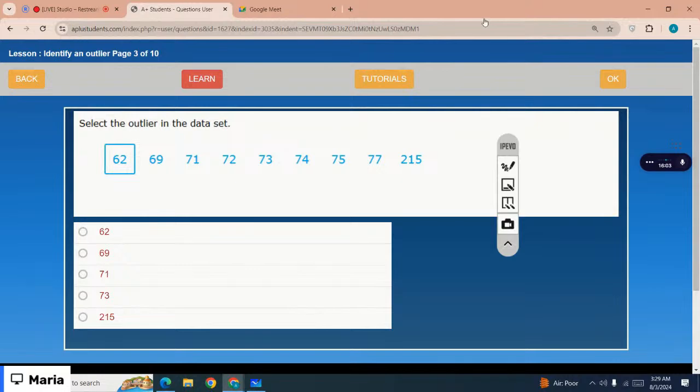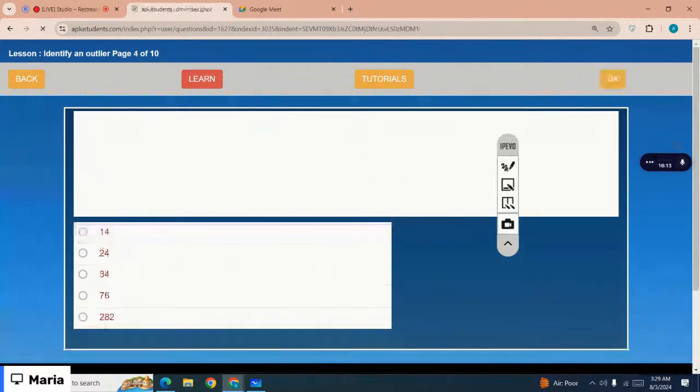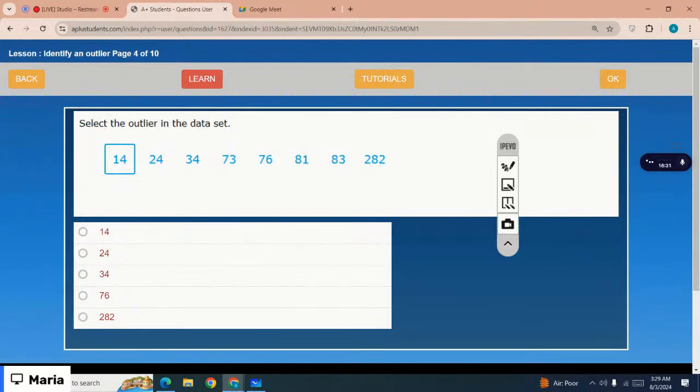Yes, that is 215, right? Option number 4 is the correct option. So which is the outlier? Yes, that is 282, right? The last option is the correct option. Okay, you can complete the lesson by yourself later today. Let me just move on to the next lesson.